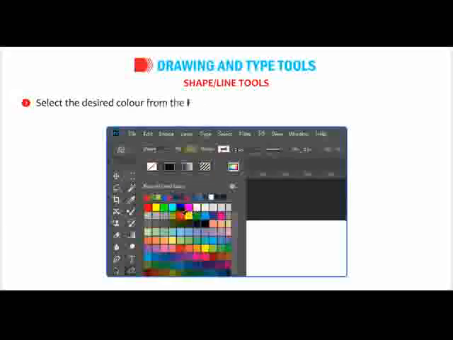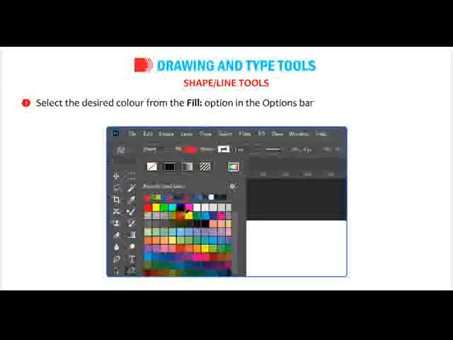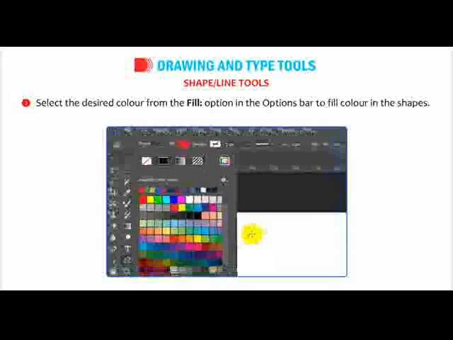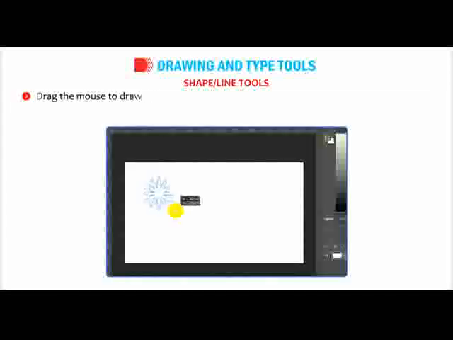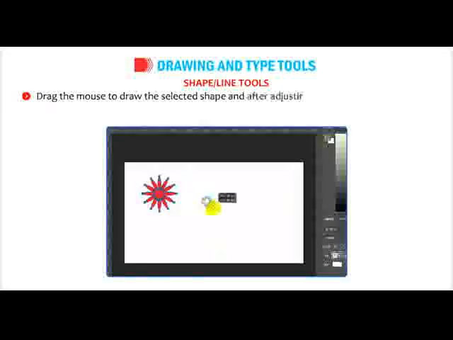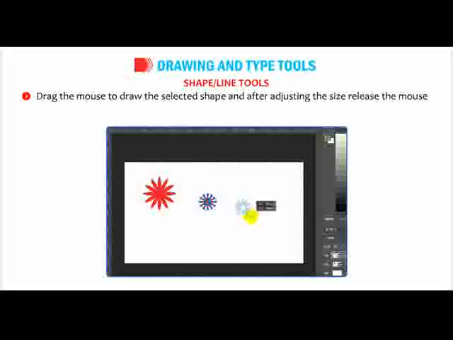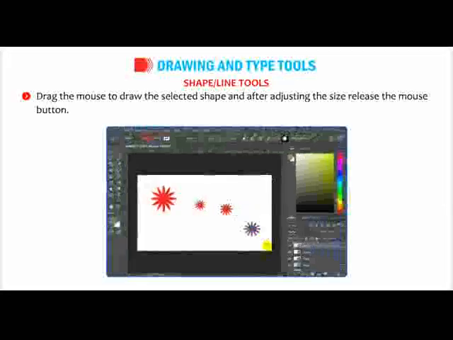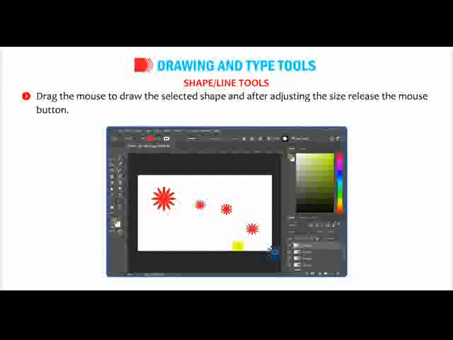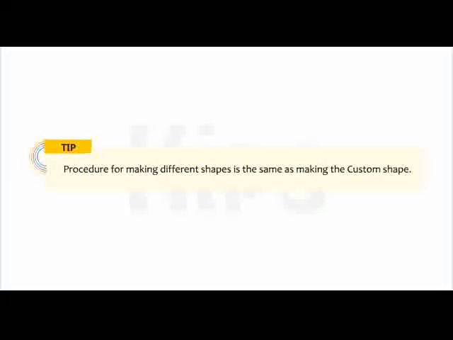Select the desired color from the Fill option in the options bar to fill color in the shapes. Drag the mouse to draw the selected shape and after adjusting the size, release the mouse button. Let me give you a tip. Procedure for making different shapes is the same as making the custom shape.